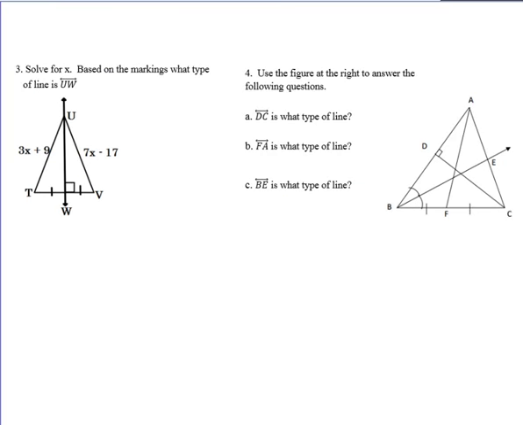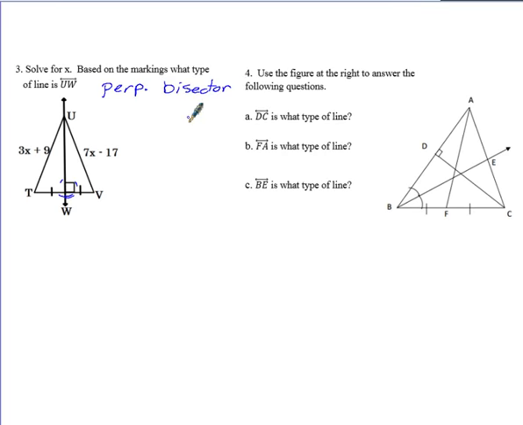Taking a look at this problem, it says solve for x based on the markings. Which type of line is UW? So looking at UW, what kind of markings do we have here? We have congruency, and we have a box there indicating 90 degrees, perpendicular. So this thing would be a perpendicular bisector.